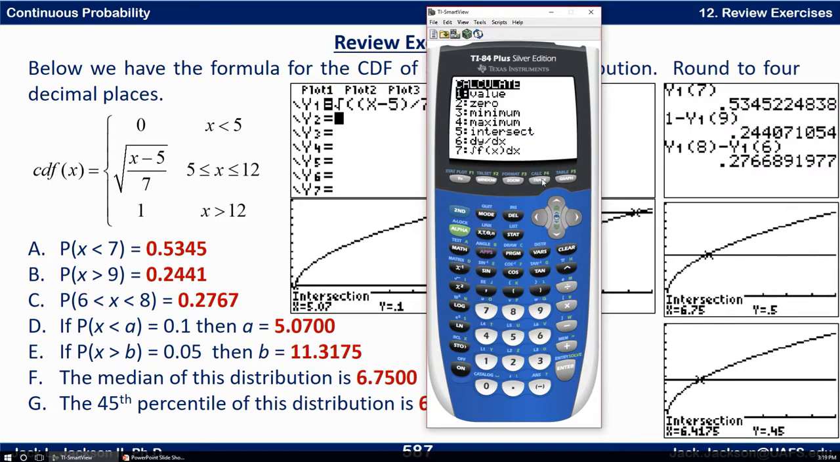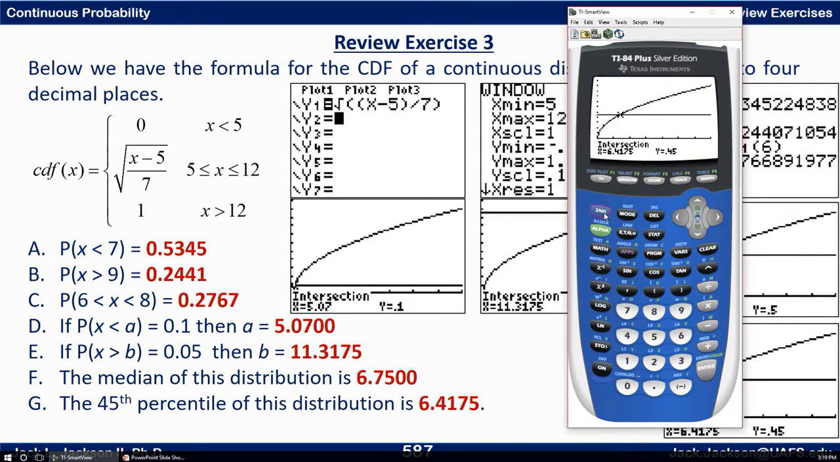Again, we just do a calc intersect, which is really just solving this equation. So enter, enter, and then we'll go over here and enter. Once again, this is equivalent to putting the 0.45 on the y here and saying it's equal to the square root of (x minus 5) over 7. In this case, we could square both sides, multiply by 7, and add 5, and we would get the same thing. In fact, let me show you that. There's the x value we came up with that way.